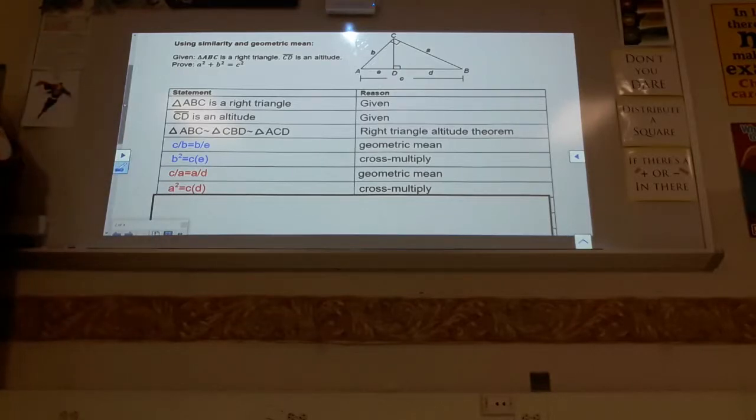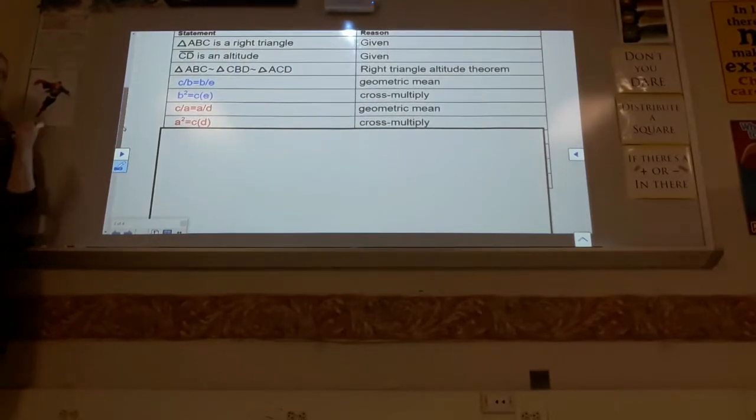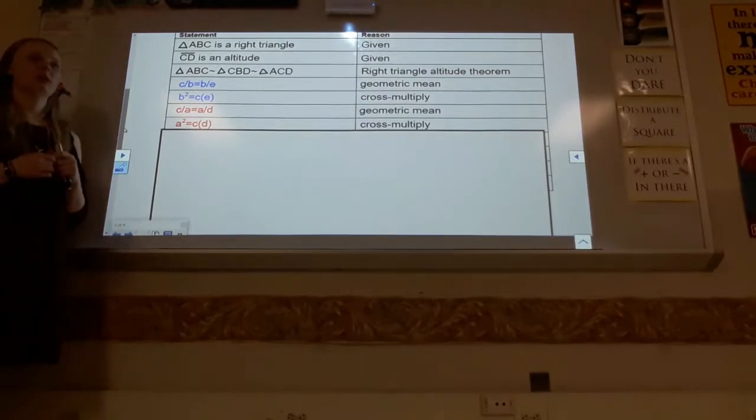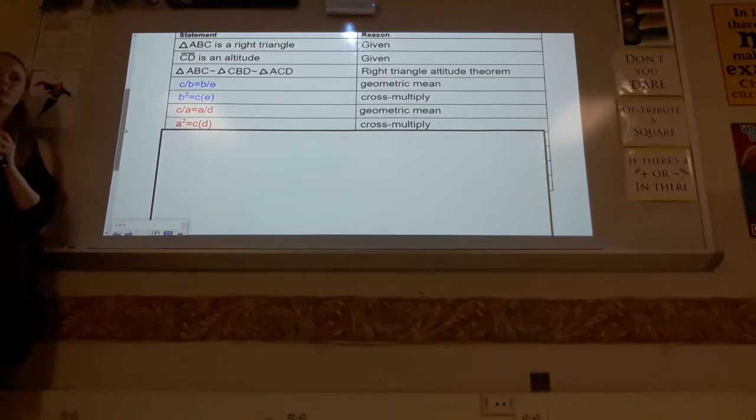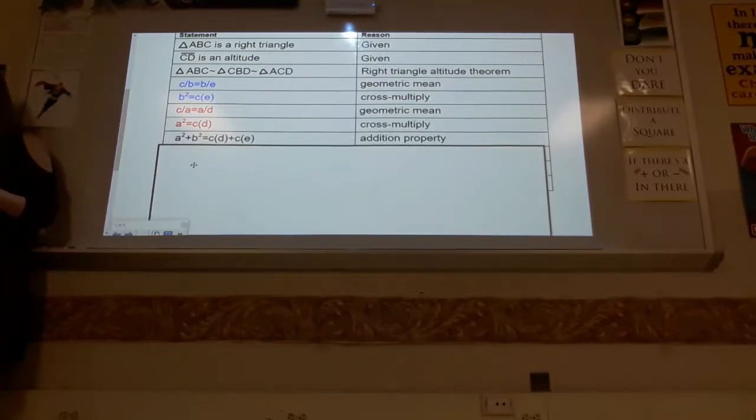Okay. Now, what do you think I would do? I have the a squared and the b squared part. They're separate right now. How can I get it to look more like the Pythagorean theorem? Look at the theorem. What do I do with the a squared and the b squared? You add them together, so that's going to be our next step.